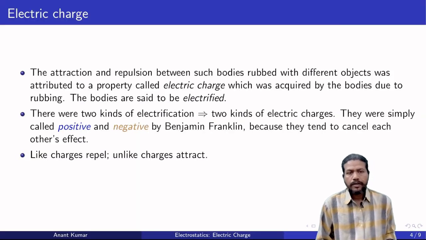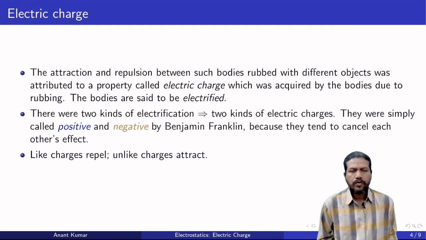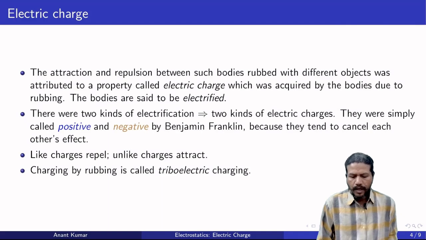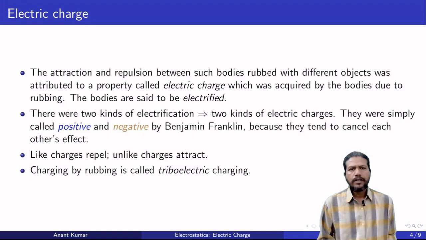It was also found that like charges repel. So if the charges are both positive or both negative, they will repel each other, while unlike charges attract. And the charging by rubbing, this particular phenomenon, is called triboelectricity or triboelectric charging. We shall see soon enough why some objects tend to get positively charged and some get negative charge.